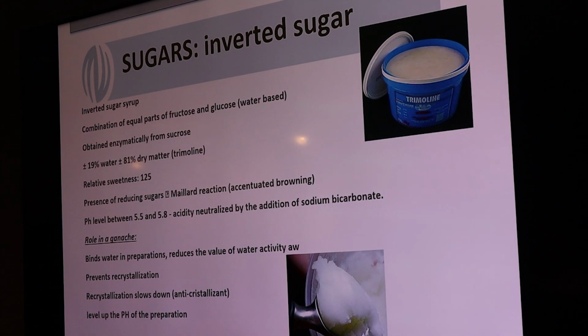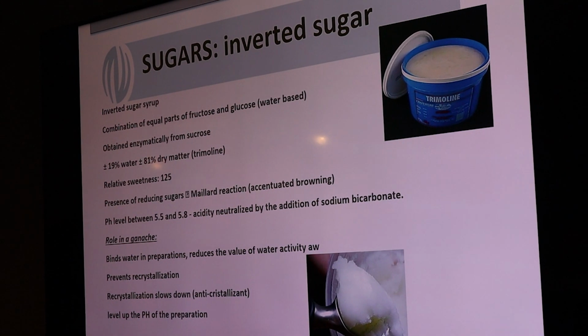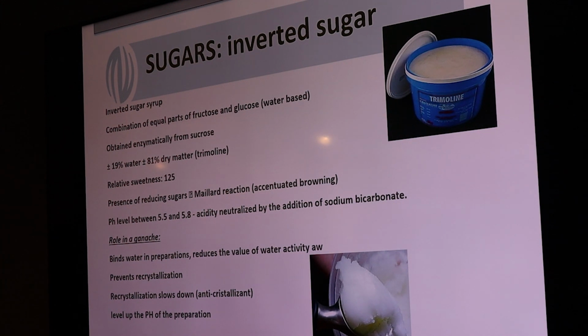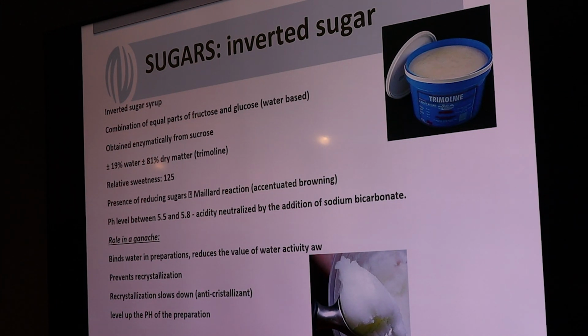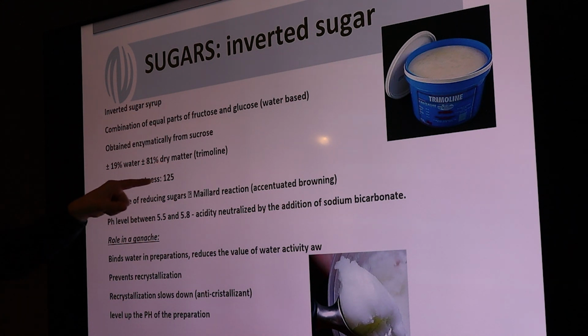The minus is that it's quite sweet. So you have to find the right balance between the amount of inverted sugar in your recipe and glucose as well, because the sweetness point is, as you can see, quite high.